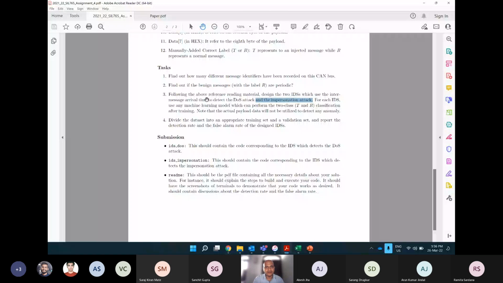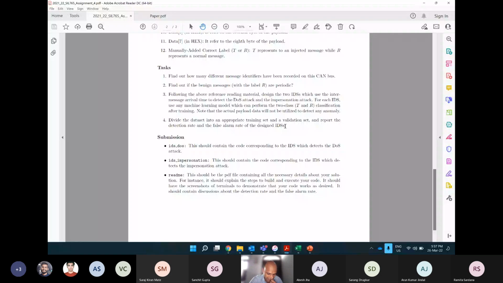Then divide the data set into appropriate training and validation sets. If you have done some ML, then you know you can use different ways. If you have not, then depending on your understanding, you can divide the whole data set into two parts, one for training your model and one for measuring the accuracy of your model.